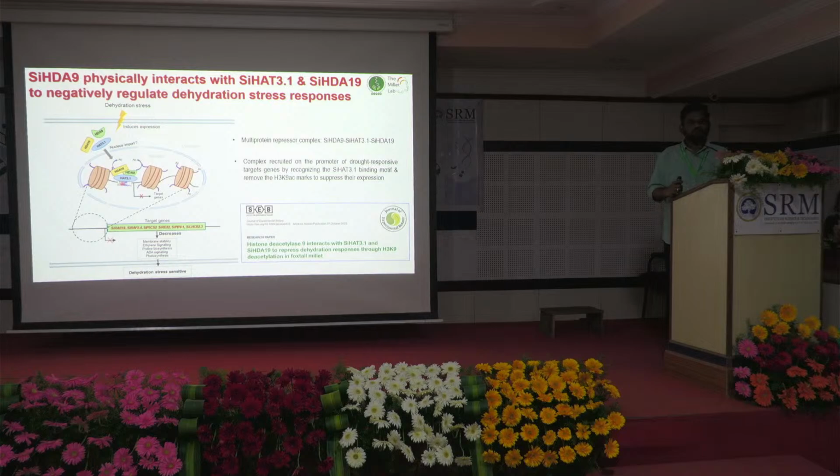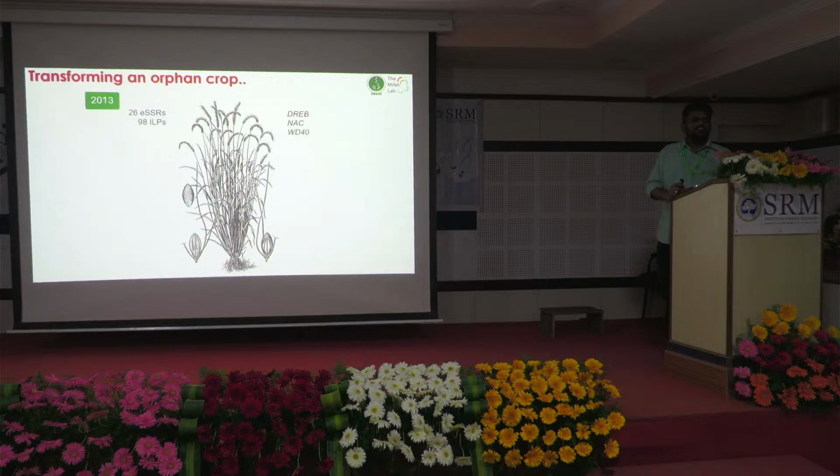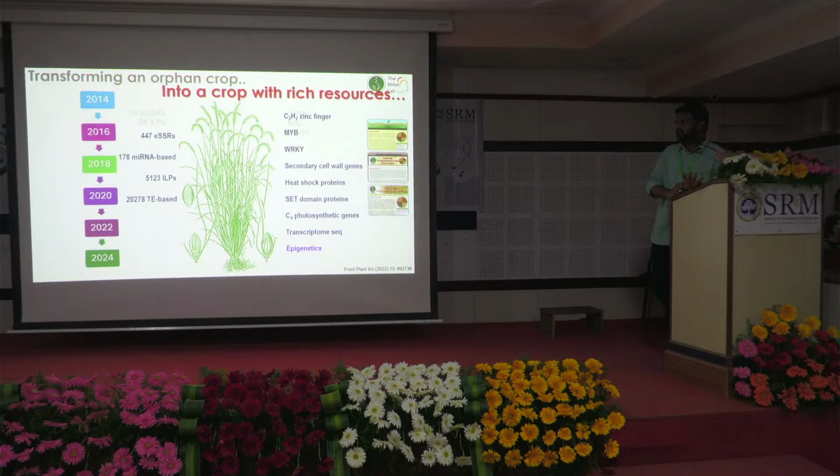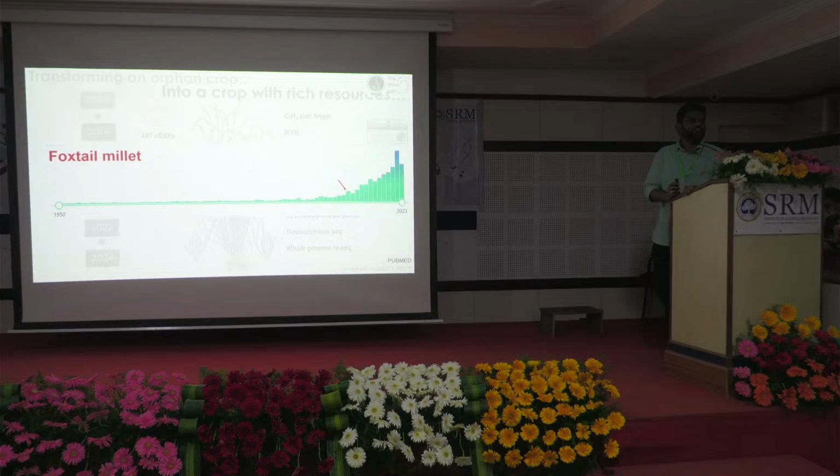Experimental Botany. Right. So altogether, if you see, when I started in 2013, very few markers were reported, and only 3 reports were available on the molecular biology of this crop. But with time, we were able to add more markers, and we were able to characterize different genes and gene families, and now beyond genomics and transcriptomics, we are exploring the epigenetics also. So in this way, we transformed a crop which was considered an orphan in terms of genomic resources into a crop with rich genetic and genomic resources.